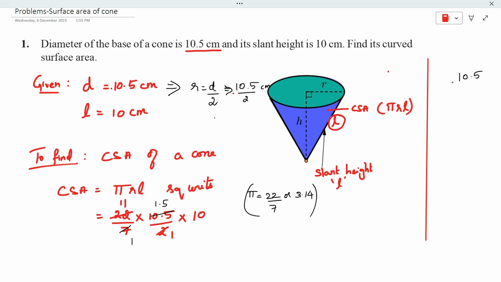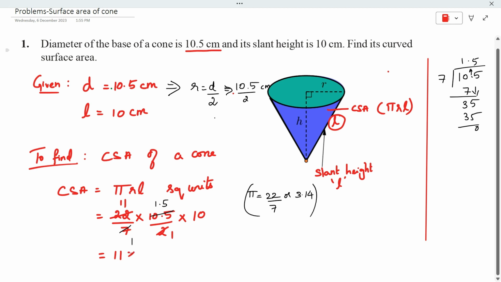So in order to know how 10.5 is divided by 7, I am just doing the calculation here. 7 times 1 is 7, the remainder is 3. Before taking the next number, there is a decimal which will go up and bring the next number down. So 7 times 5 is 35. So now write the remaining numbers. So it is 11 times 1.5 times 10.